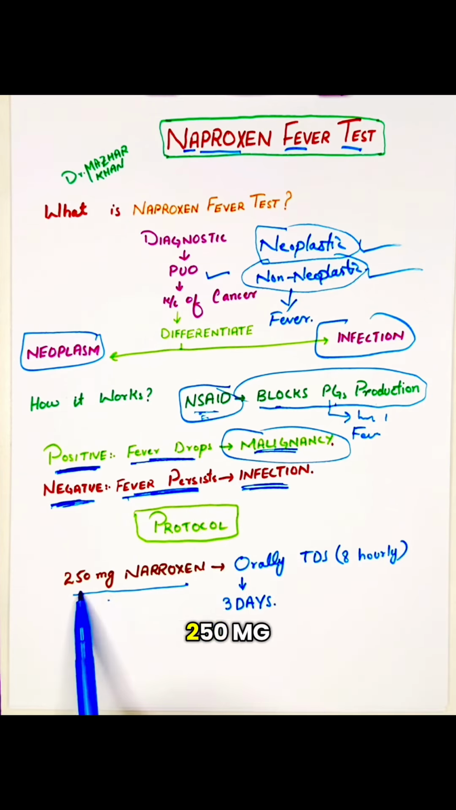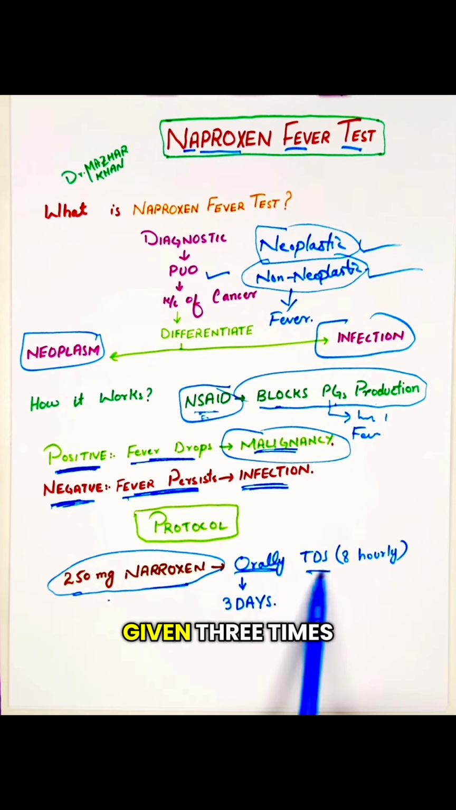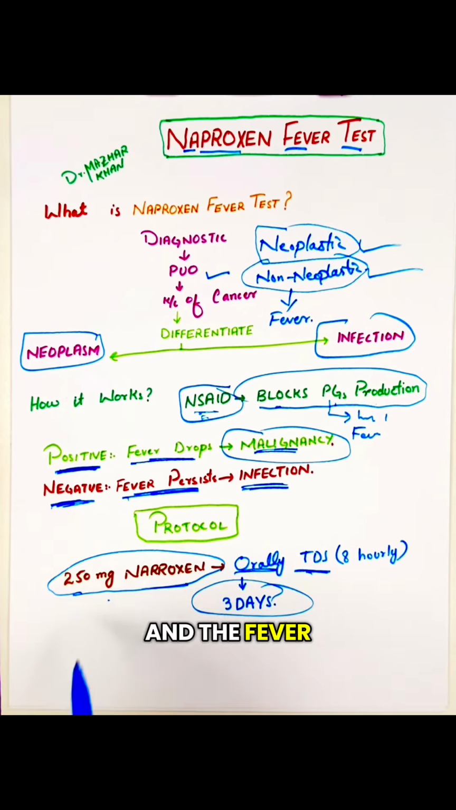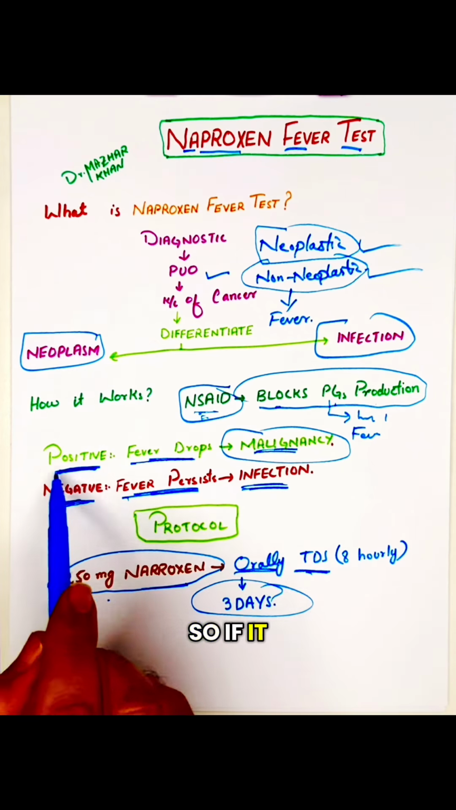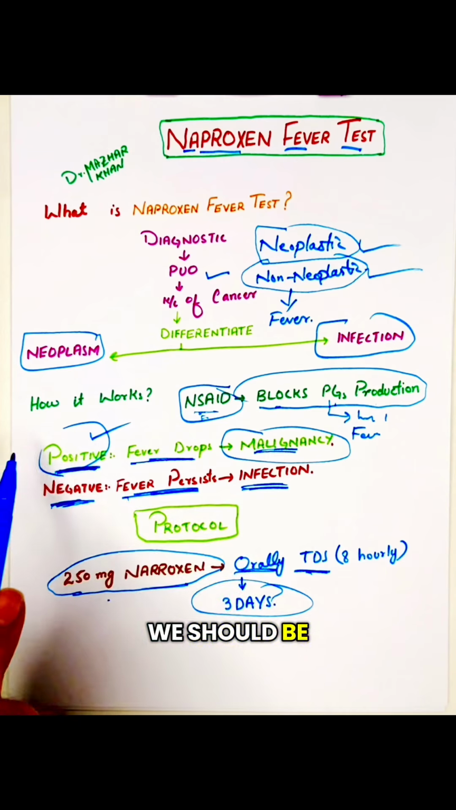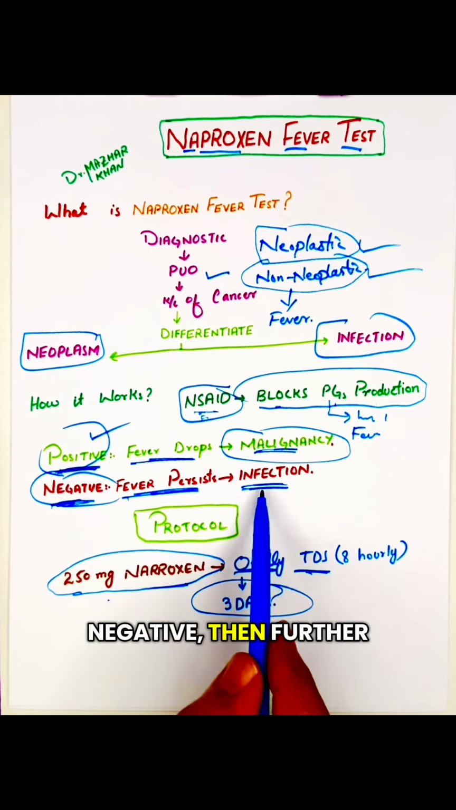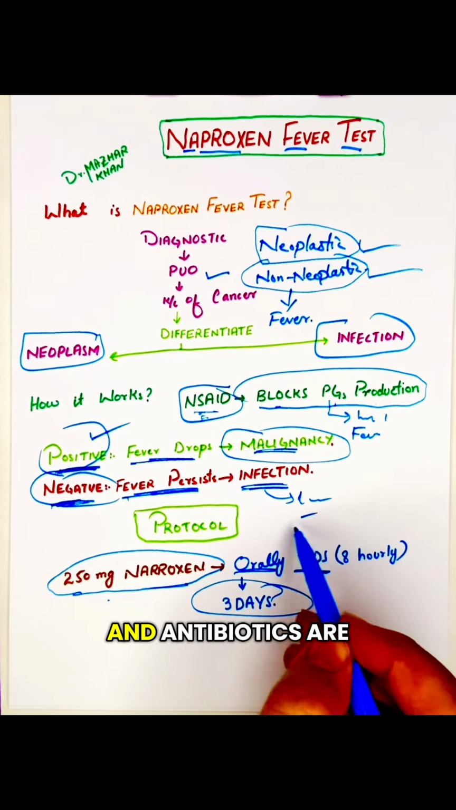And how is it done? 250 mg of naproxen orally given 3 times a day for 3 days, and the fever is monitored. If it is positive, you should be going in that direction. If it is negative, then further investigation and evaluation and antibiotics are needed.